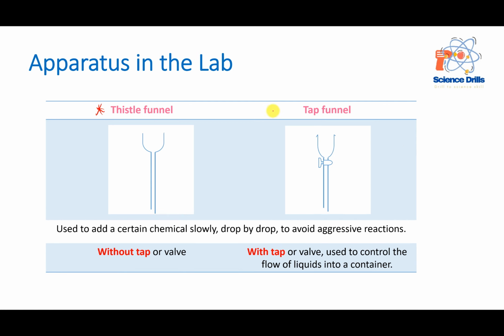Then the thistle funnel and the tap funnel both have the same function: they are used to add a certain chemical slowly. For example, if we have an acid that is going to react with a metal, we have to add the acid drop by drop to avoid an aggressive reaction. So in this case we have to use one of them. But the tap funnel has a valve, or a tap. This tap gives you more control of the flow of the liquid, so you can control the amount of liquid according to this tap.